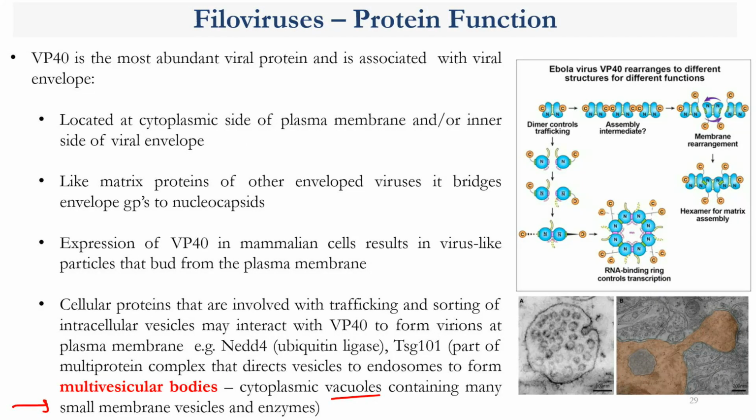Now let's look at the figures and see how this works. VP40 can rearrange to form different kinds of functional structures. A dimer, for example, can control trafficking. You can have membrane rearrangement, you can form a hexamer for matrix assembly, and it binds to RNA in this way so that it can control transcription. So depending on how many copies of VP40 join together, you might have slightly different functions.